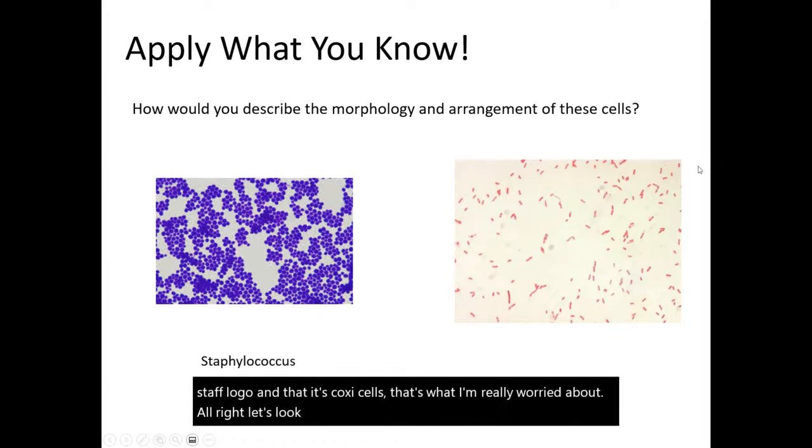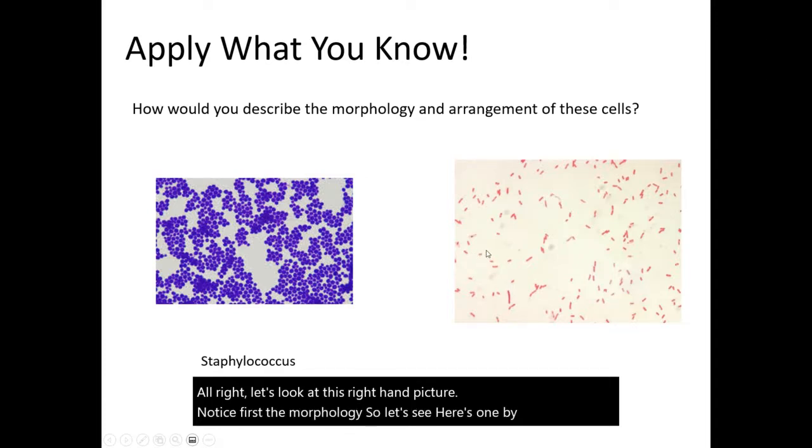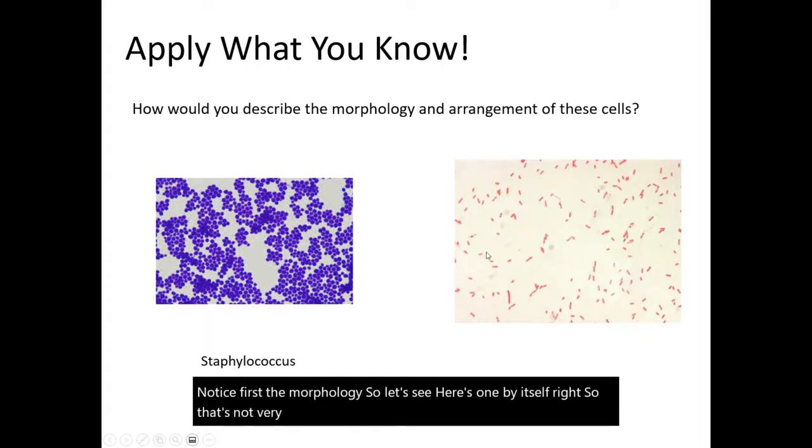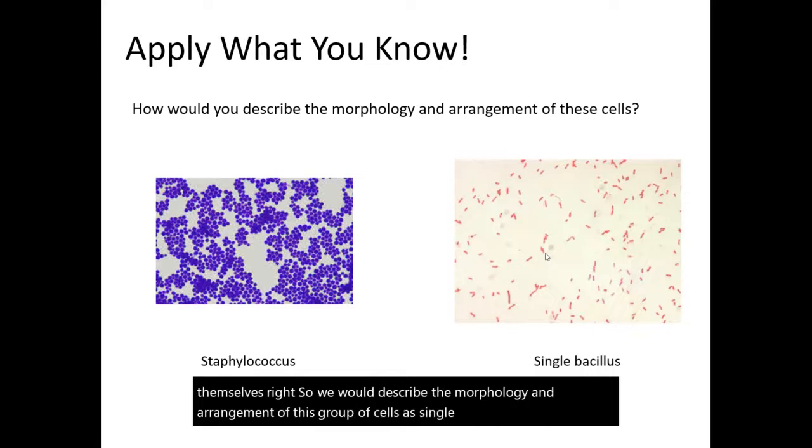All right, let's look at this right-hand picture. So notice first the morphology. So let's see, here's one by itself, right? So that's not very circular. It's also not a spiral. So by default, we know the morphology is bacillus. Now to tell the arrangement, you want to look at what's happening the majority of the time, okay? So if you look, most of these cells are all by themselves, right? So we would describe the morphology and arrangement of this group of cells as single bacillus.